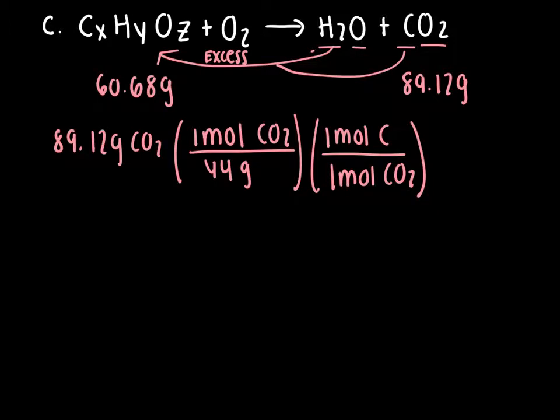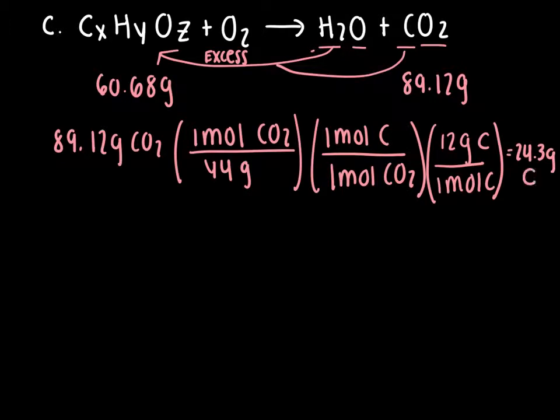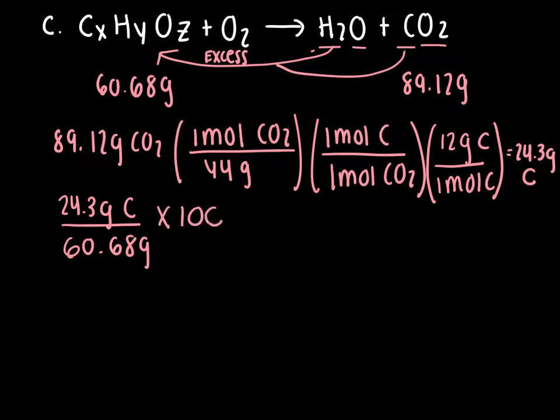Now that we have moles of carbon, we can convert this back to grams by multiplying by the molar mass of carbon. This gives us 24.3 grams of carbon. Now we can divide the 24.3 by 60.68 and multiply by 100 to find what percent of the total mass of the sample carbon makes up. This gives us 40%.